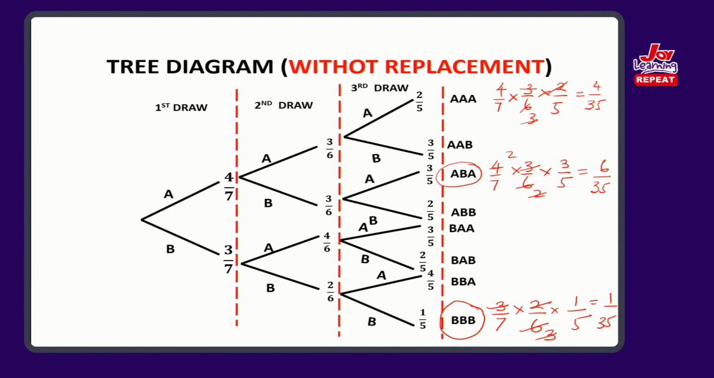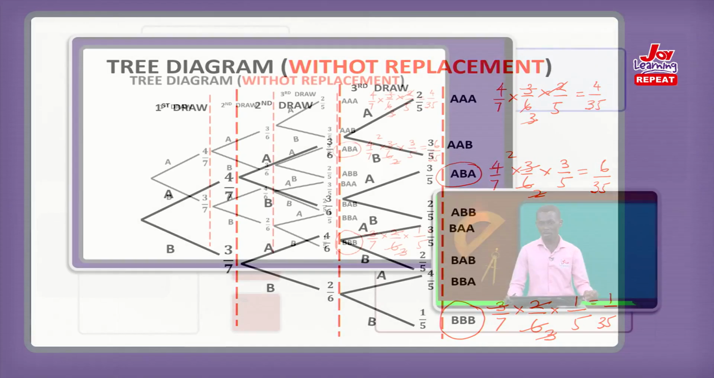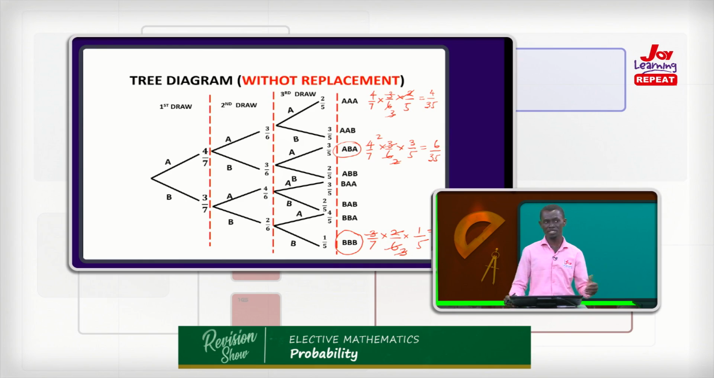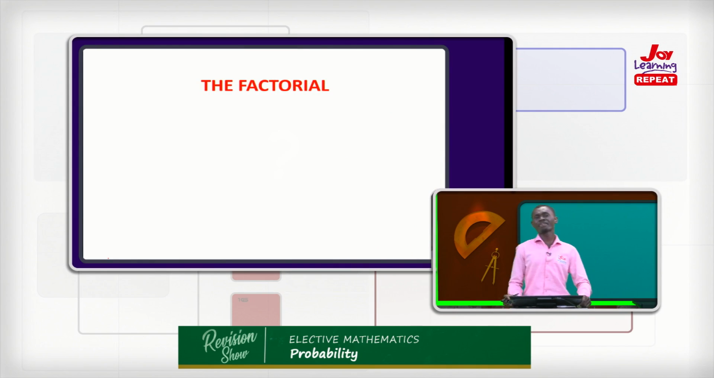So whenever you have a problem, one of the ways to solve it is to use the tree diagram, but always be careful to note in the problem statement whether it is with replacement or without replacement. All right. There's another technique. It is called the factorial. The factorial. What is the factorial?